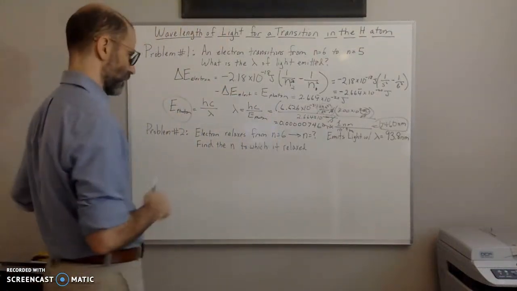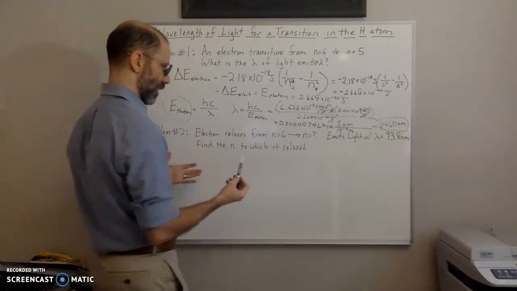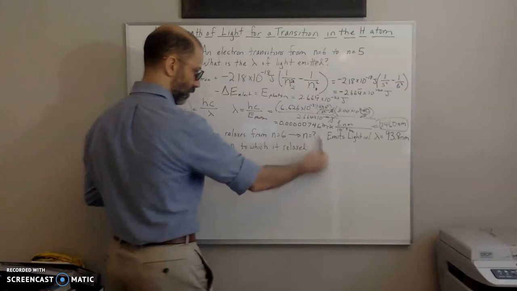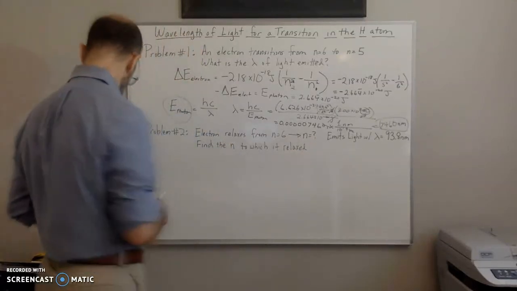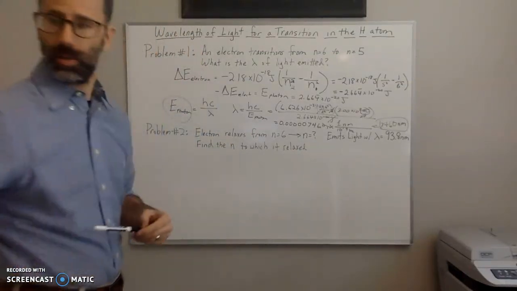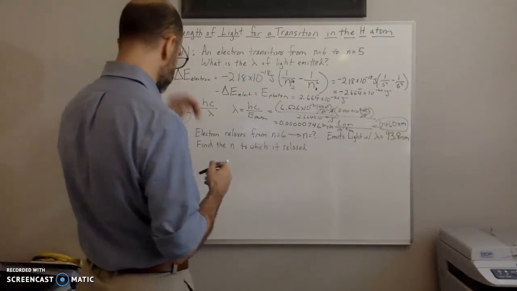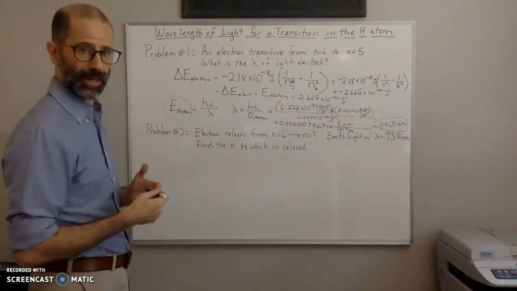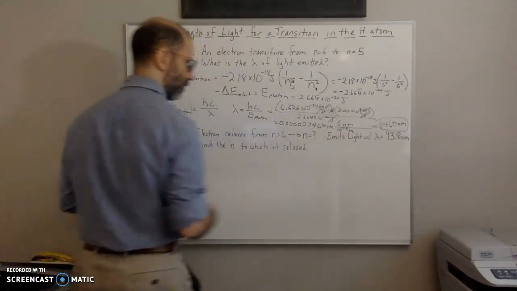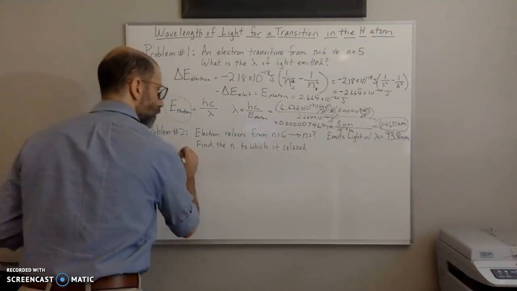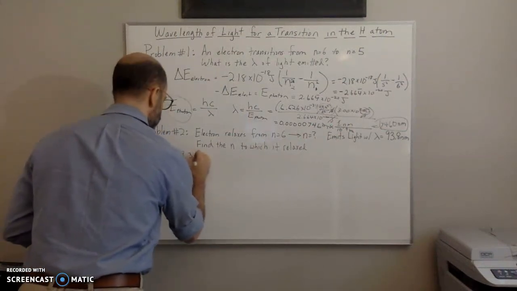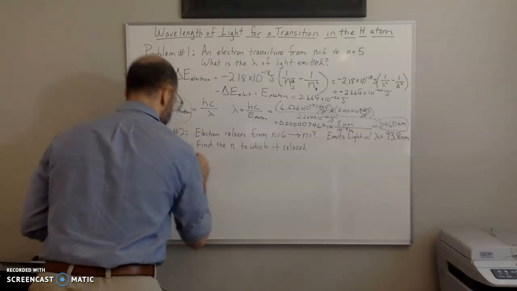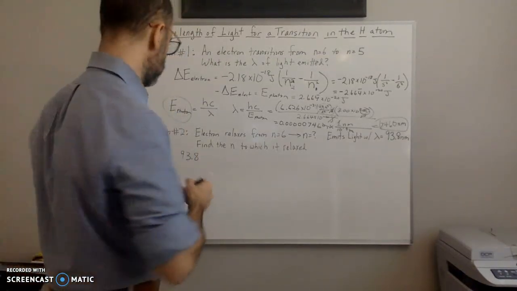The next problem is exactly the same, except instead of finding the wavelength, they give us the wavelength, and we need to find the missing part here. The way we're going to do this, if I grab a new marker: they give us the wavelength, so we need to get the energy of the photon that was released. Taking the wavelength, we'll have 93.8 nanometers.